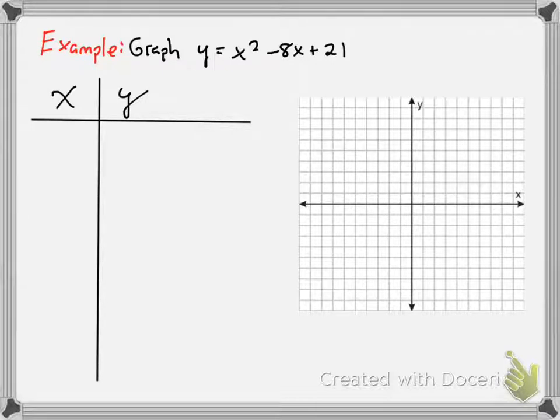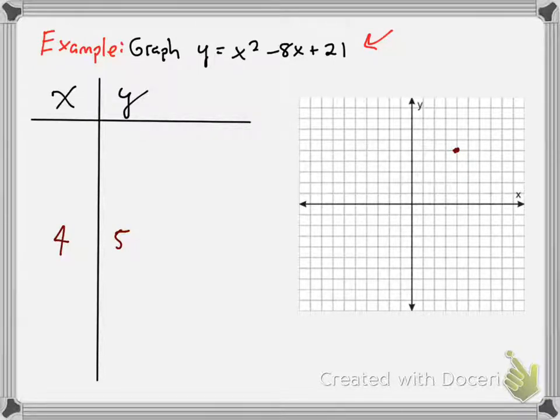If I want to graph this, I really need to know what my vertex is, which in class we're going to learn how to do this on the calculator, but if you want to do it by hand, you do the negative b over 2a, which is going to get you the x value of 4. Then what you would do is plug 4 in to your whole equation here. Do 4 squared minus 8 times 4 plus 21, and that's going to get you 5. So then I'll plot 4, 5 on the graph.